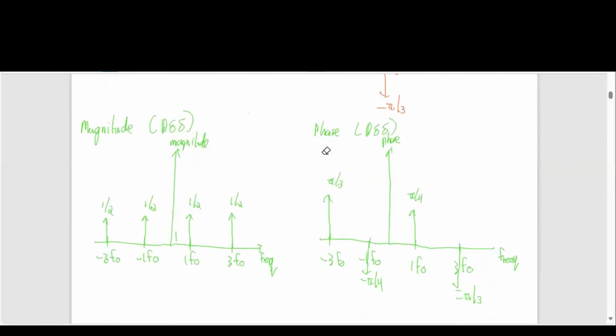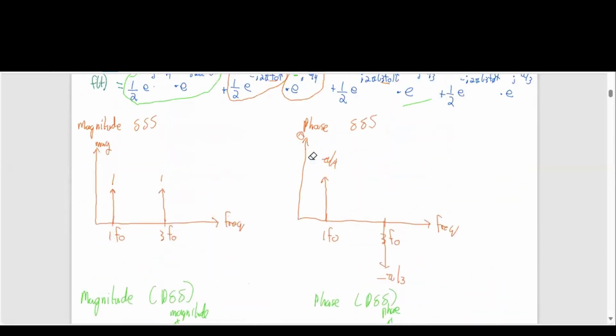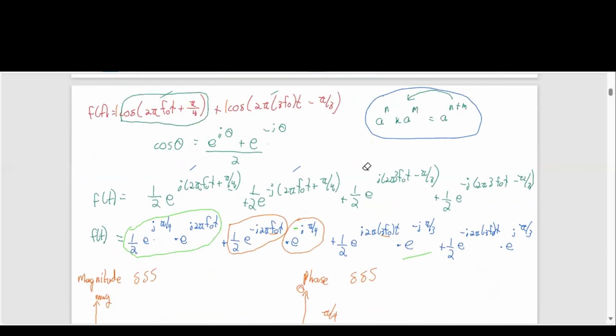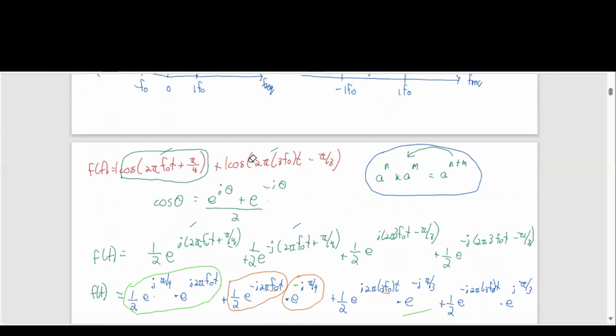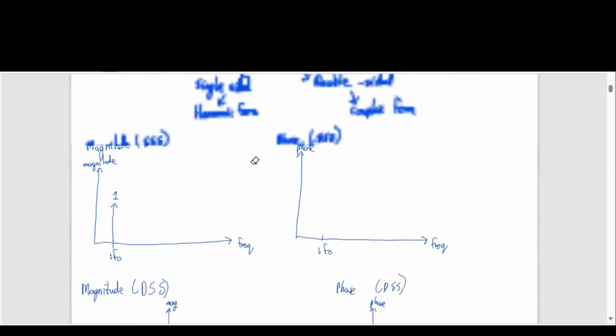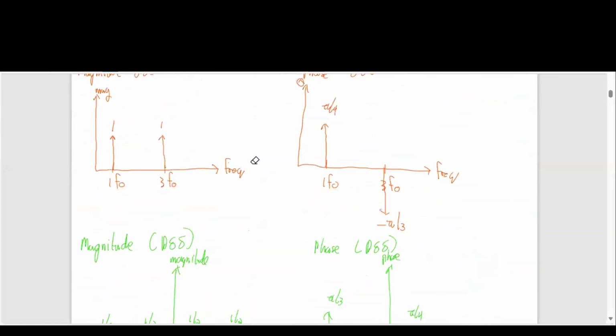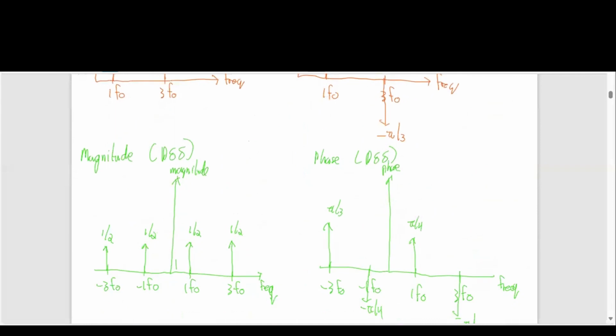As I said, the double-sided will come from the complex exponential form, and the single-sided comes from the harmonic form, which we were already in. Right, so that's the end of that piece. We'll catch up in the next one.